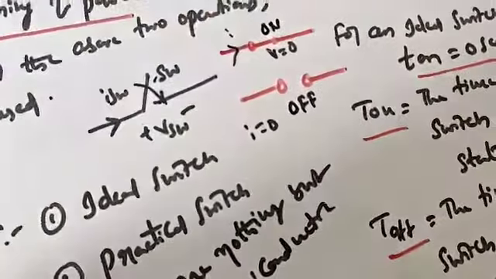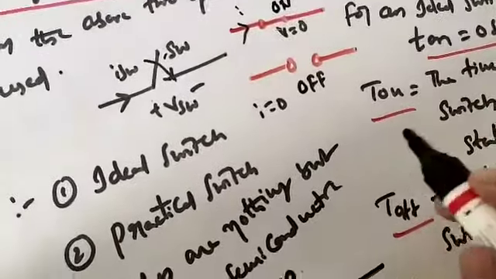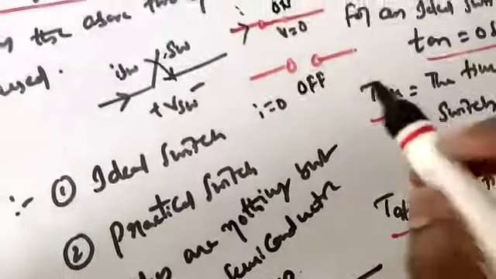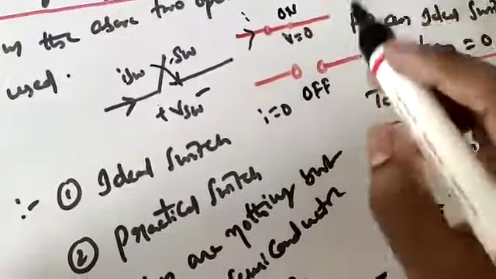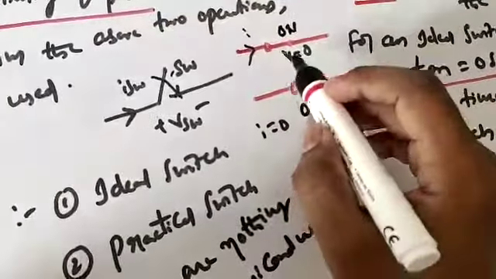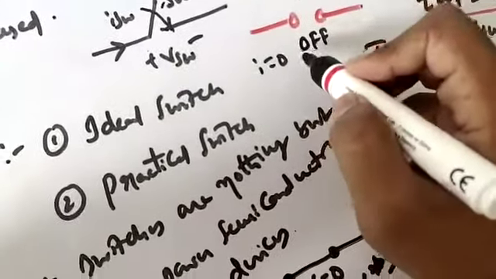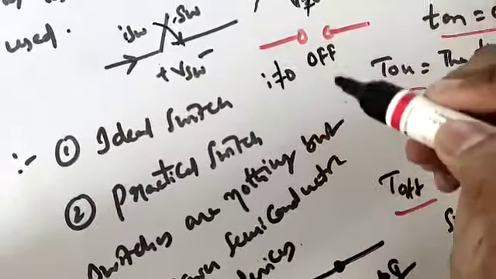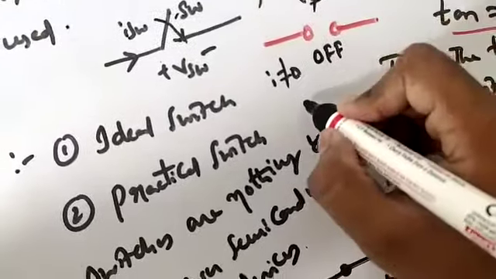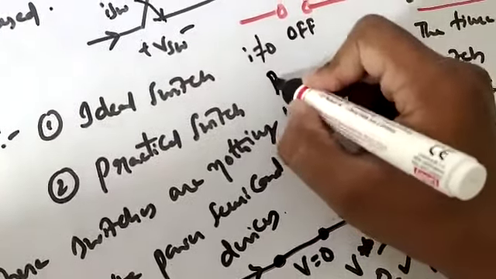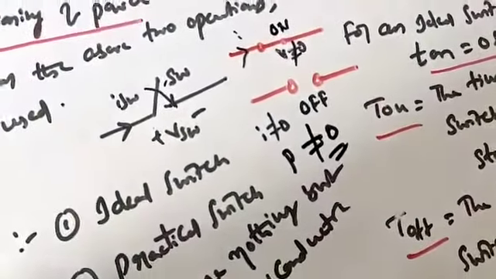But in case of a practical switch, we don't get the power loss equal to 0. The reason is there is some voltage drop across the switch in a practical switch. So that is the only reason in a practical switch we get the voltage not equal to 0, and in an off switch we get the current not equal to 0. Hence, the power loss is not going to be equal to 0 in case of a practical switch.